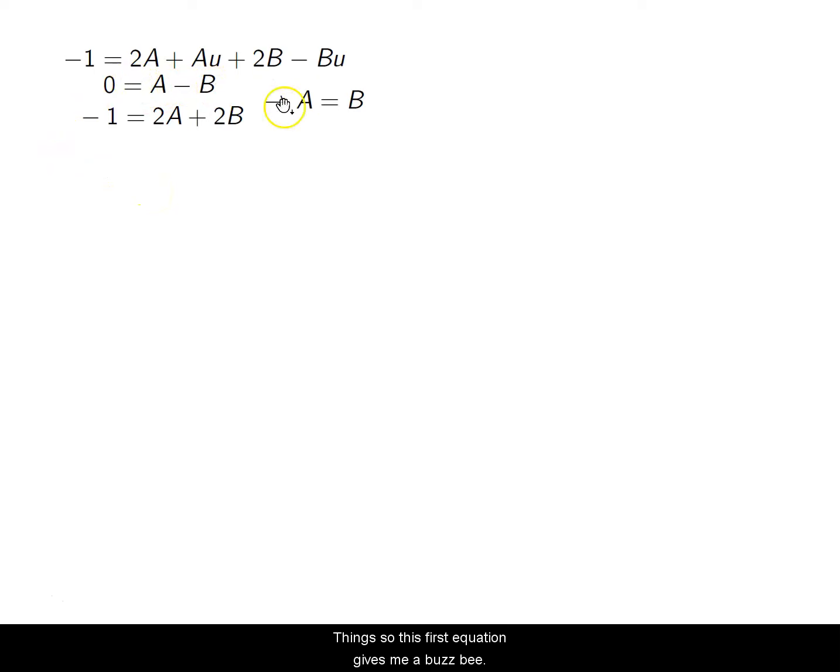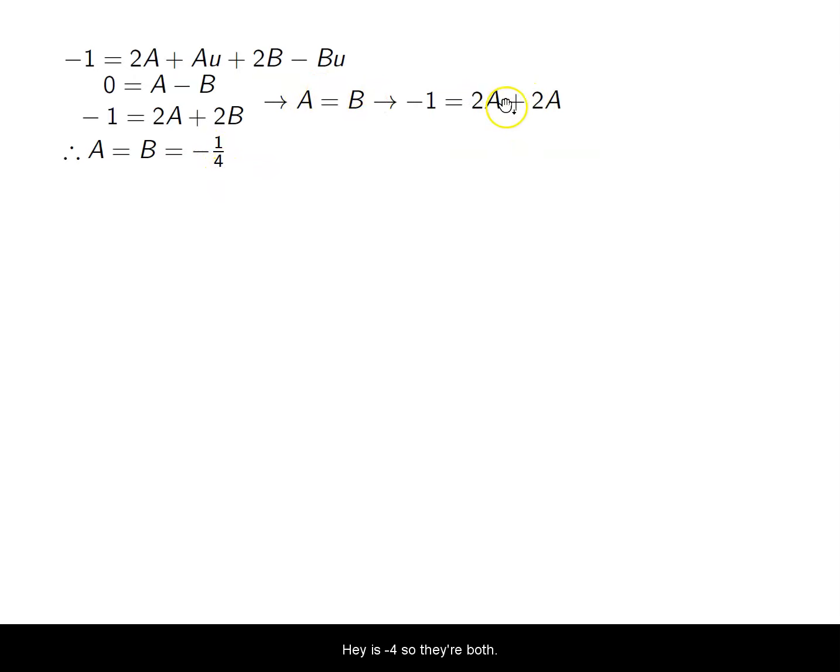So this first equation gives me a equals b. Then I can substitute that into here. 2b is just the same as 2a, so I have 4a is -1. Therefore, I have a equals b, which is equal to -1/4. A equals b here. Here, a is -1/4, so they're both -1/4.